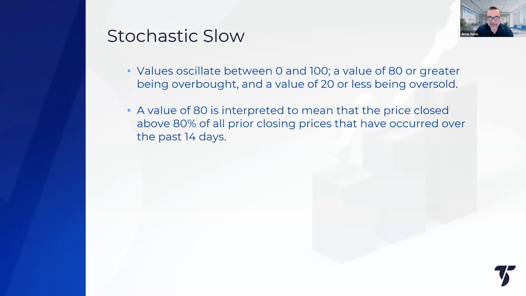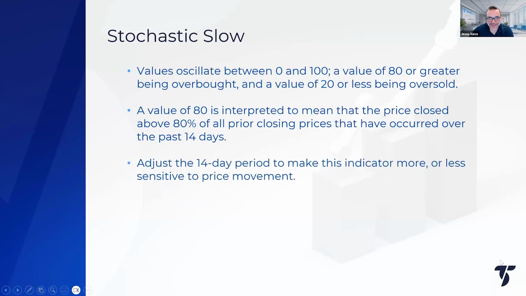A value of 80 is interpreted to mean that the price closed above 80% of all prior closing prices that have occurred over the past 14 days, which is pretty interesting the way that is presented here, because a lot of times we hear about overbought and oversold. We know that the levels are 80 and 20, but a lot of times we don't realize that if the value is above 80, it's because the price has closed above 80% of all prior closing prices over the past 14 days. It's an interesting way of looking at this oscillator.